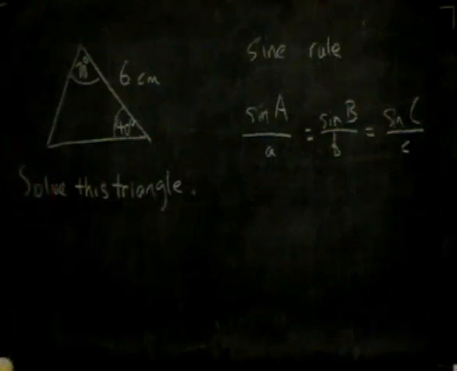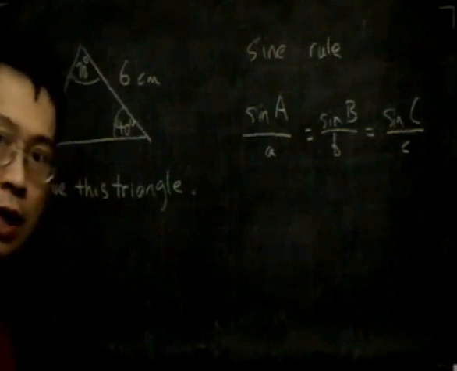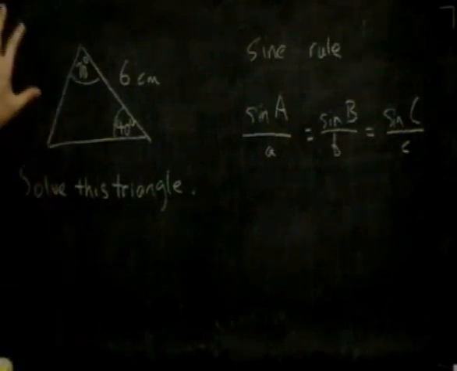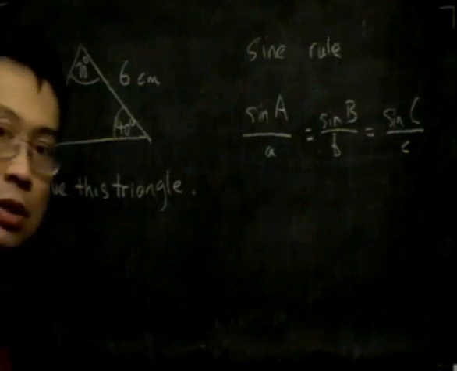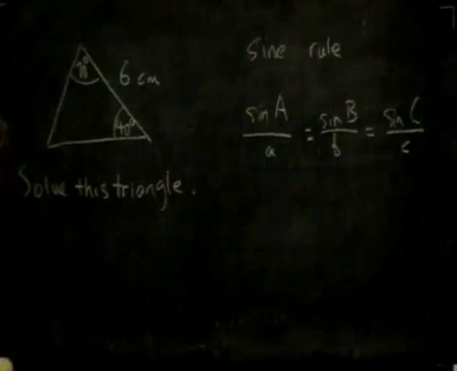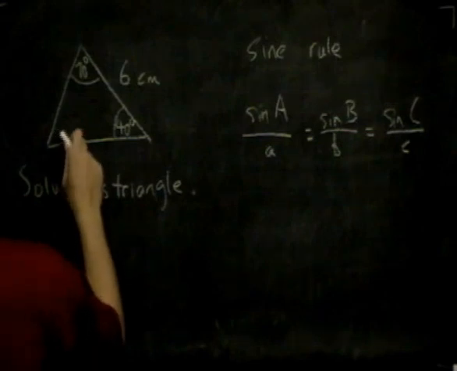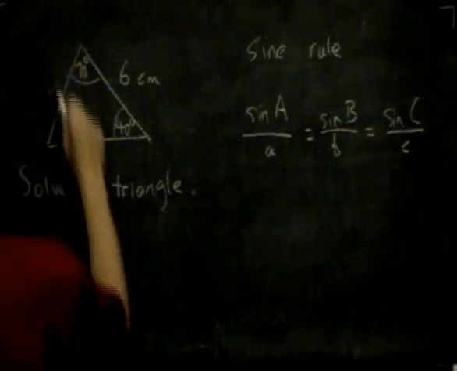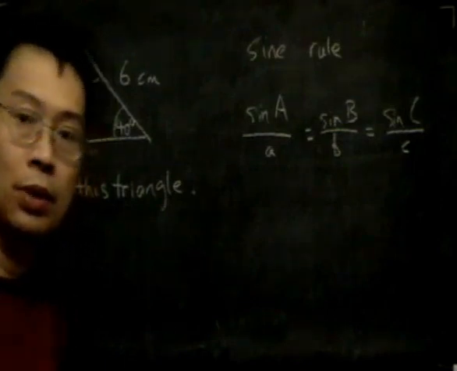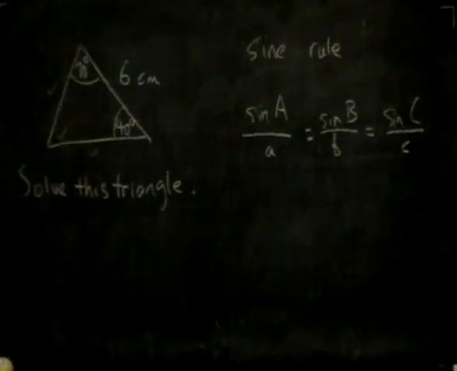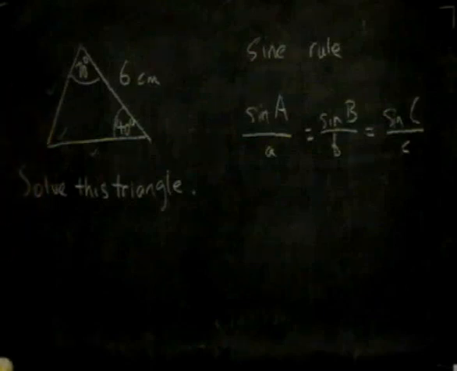What it means is simply that you must find all the sides and angles in a triangle. Now in this case, it means that we must find this angle, this side, and this side. So that is the question, right? Given this triangle, find all the other angles and sides.